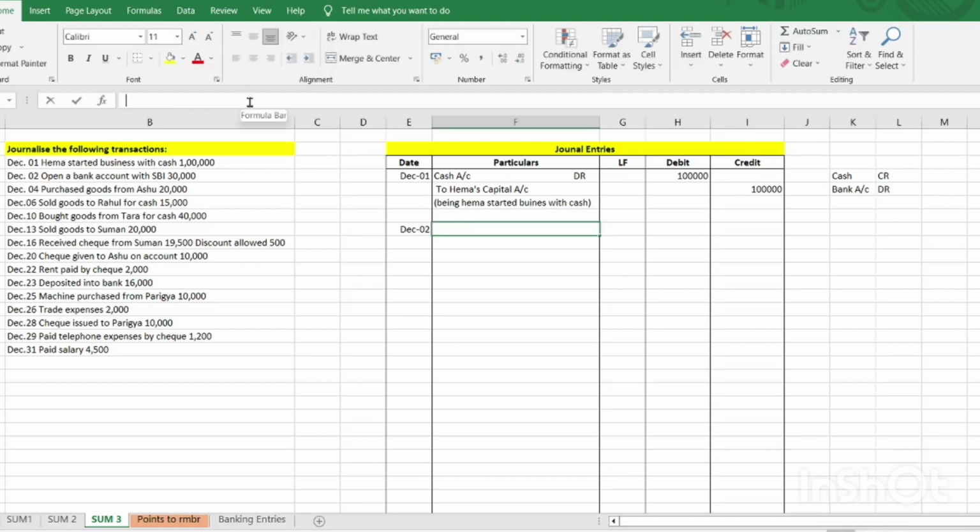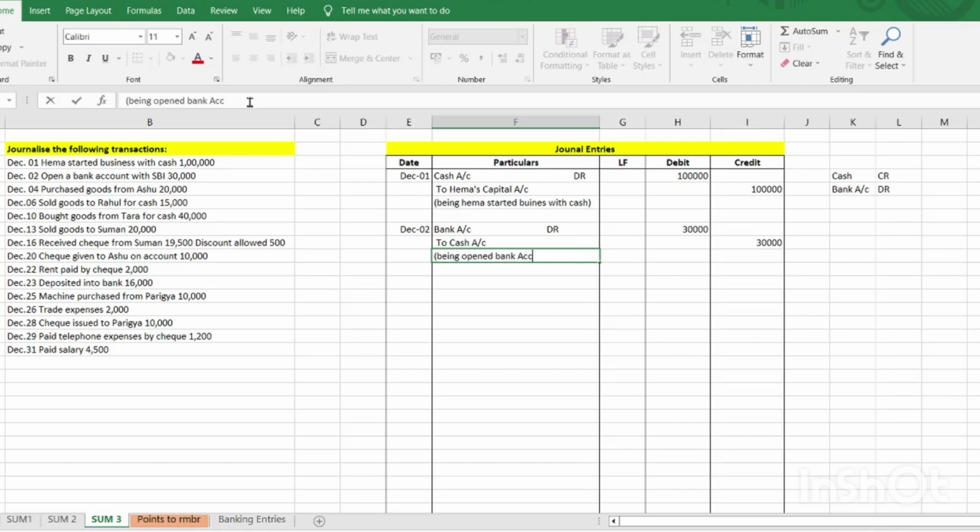Here again it will be bank account, debit, to cash account, amount of rupees 30,000. Narration, being open bank account.